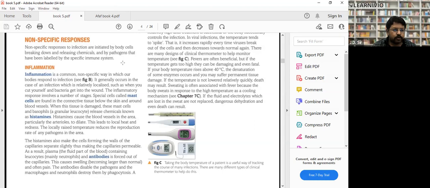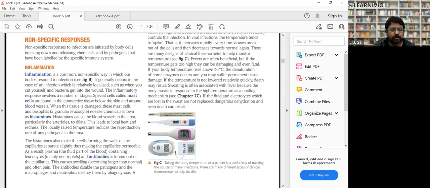Such as when you cut yourself and bacteria get into the wound, the inflammatory response involves a number of stages. Special cells called mast cells are found below the skin, in the connective tissue and around the blood vessels. When these tissues are damaged, these mast cells and basophil cells, which are granulocyte leukocytes, release a chemical known as histamine.